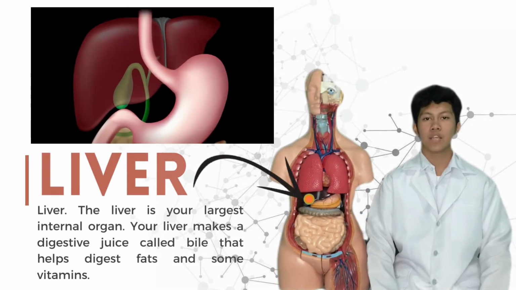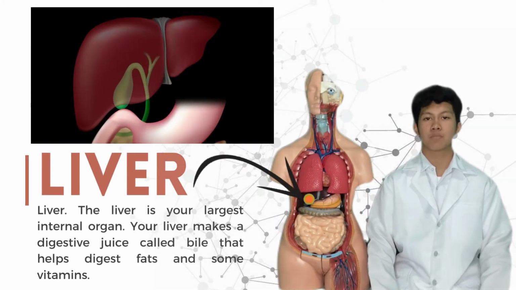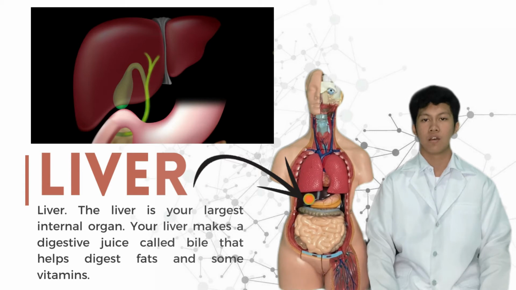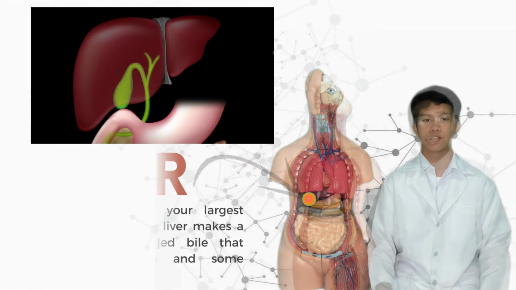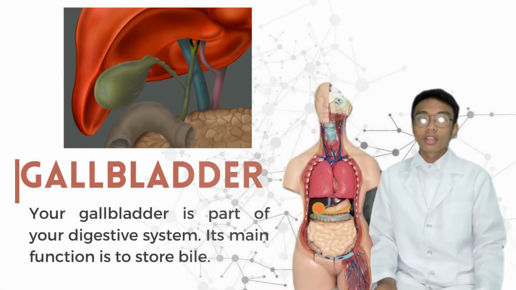Liver. The liver has many functions, but its main job within the digestive system is to process the nutrients absorbed from the small intestine. Bile from the liver secreted into the small intestine also plays an important role in digesting fat and some vitamins.